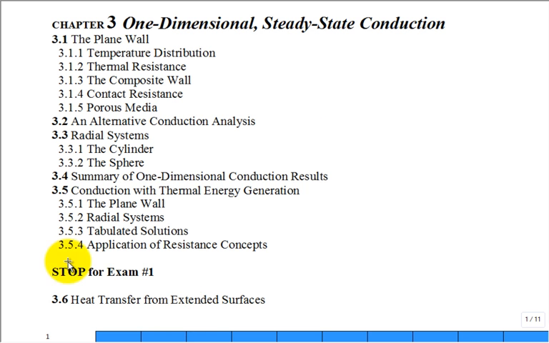So this is where we stop for the first exam. Do not go beyond 3.5. Do not go into 3.6. That will be the next exam, not Exam 1. So everything through this point. All right? Does that make sense? Everything up until this point. Okay.